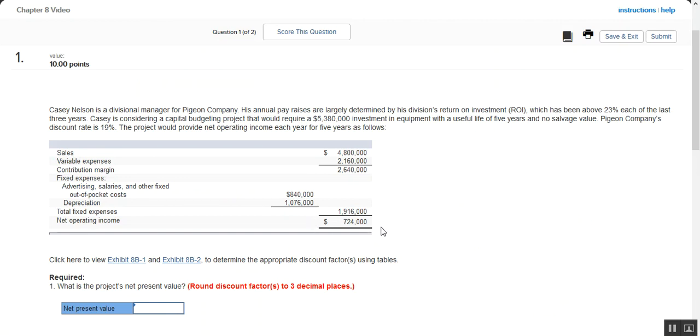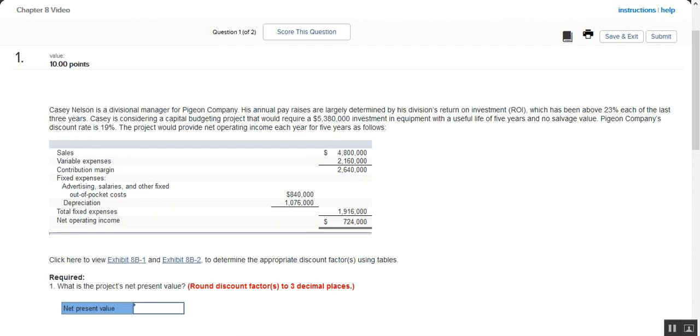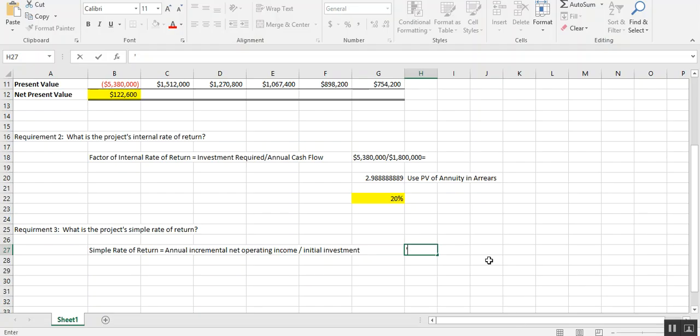So it's $724,000 is your annual incremental net operating income. So in this case, we're actually considering depreciation in that calculation. So we've got $724,000, and that's going to be divided by the initial investment, which was $5,380,000. All right, so that's the numbers that go into this formula.